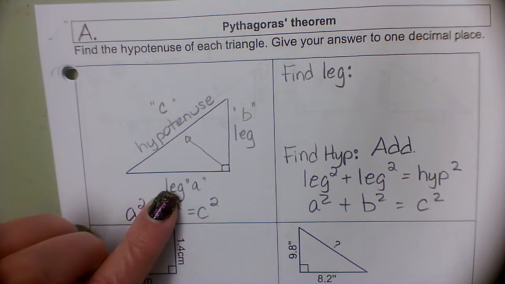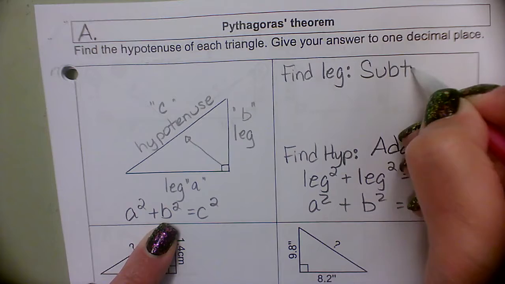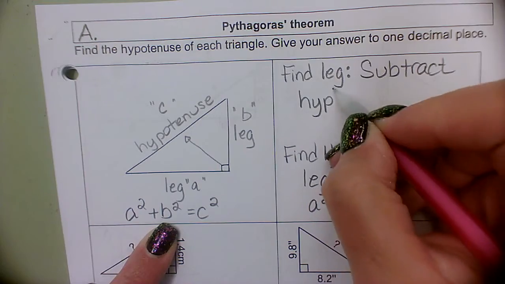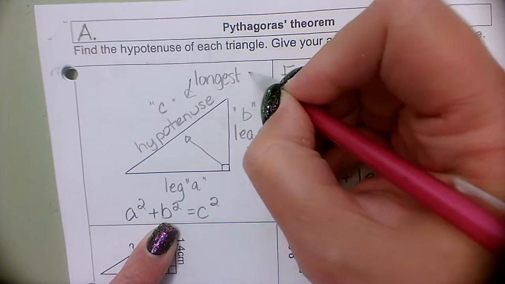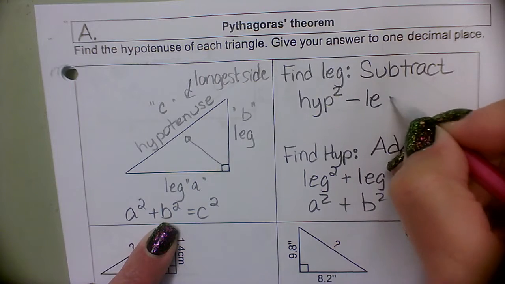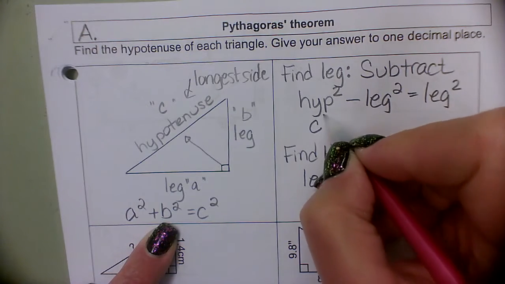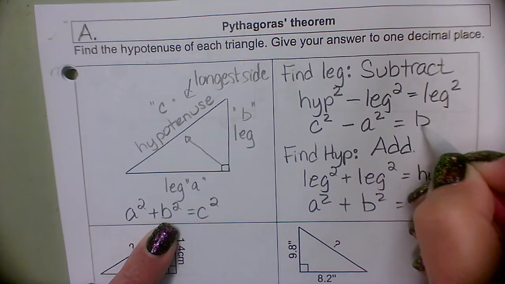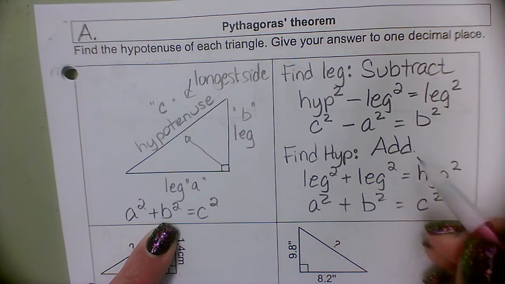But if I need to find a leg, then I'm going to be subtracting. I'm going to go hypotenuse squared, because that's always our longest side. Hypotenuse squared minus leg squared will equal our other leg squared. So it's going to look like C squared minus maybe an A squared or a B squared, it doesn't really matter, equaling our B squared. So to find a leg, we subtract our squares. To find a hypotenuse, we add our squares.